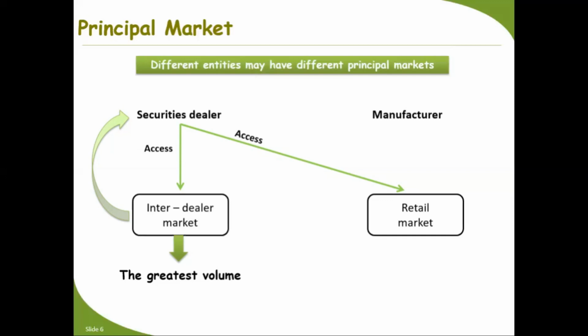On the other side, the manufacturer has access to the retail market. He is going to sell his commodities in the retail market, but he doesn't have access to the inter-dealer market. In that case, he is dealing in only a single market, so his principal market is the retail market. So the conclusion is that the principal markets for different entities may be different.